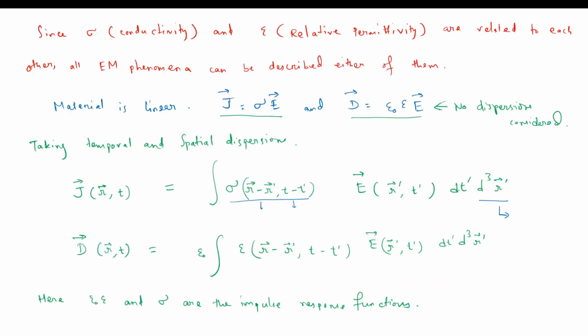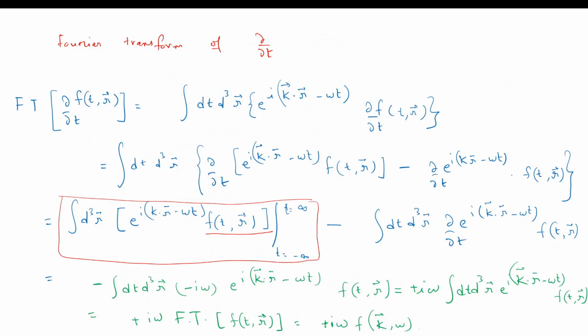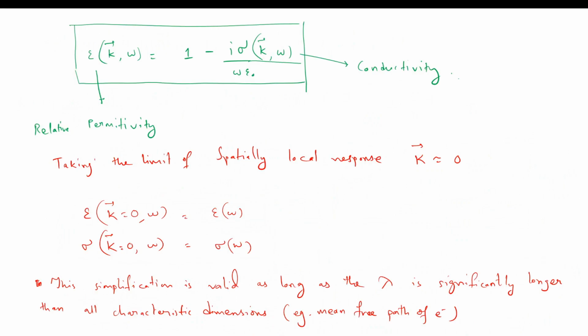And using this, we went into depth and saw the effect of temporal and spatial dispersions, and how this can be mathematically represented. We saw that in the Fourier domain, these convolutions transform to just multiplications. Then we simplified, and we found the relationship between the permittivity and the conductivity of the material.